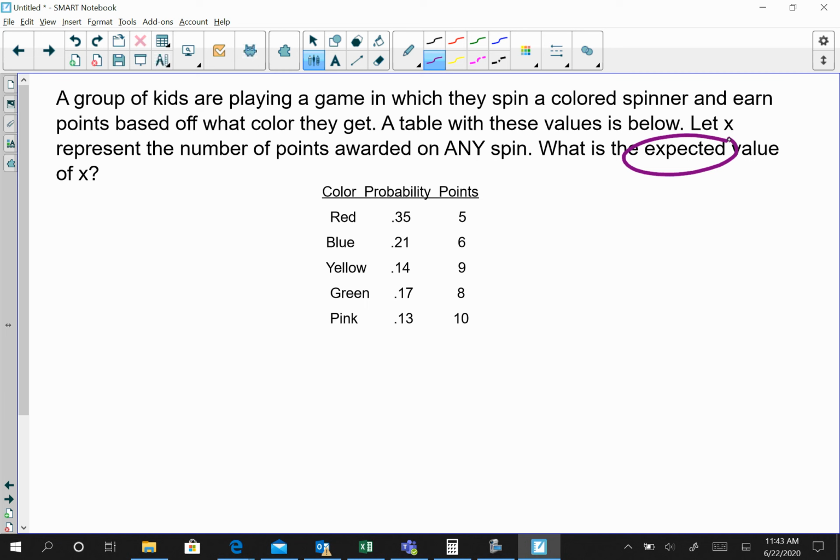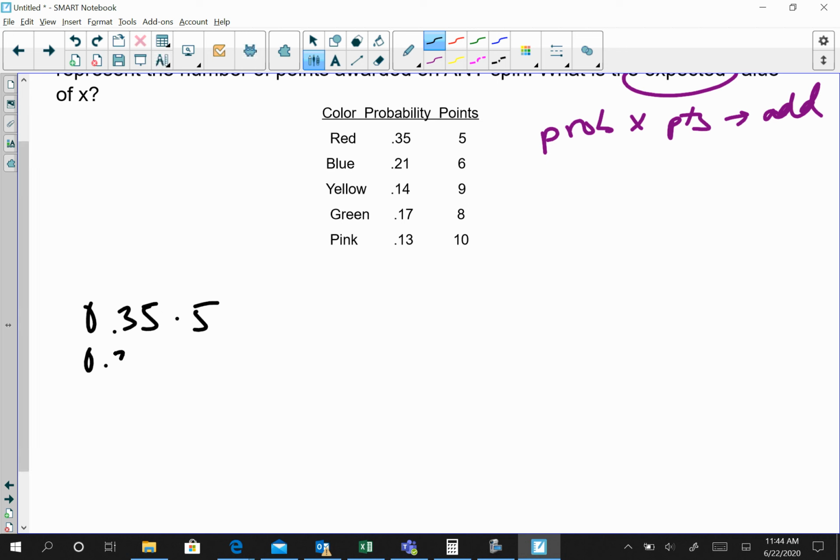Okay, so the expected value is what you get when you multiply your probability times your number of points and then add them all up. This would only exist if you're putting some sort of point value or monetary value to a probability. So we'll do this with each one. So I've got 0.35 times 5. I've got 0.21 times 6, 0.14 times 9, 0.17 times 8, and 0.13 times 10.